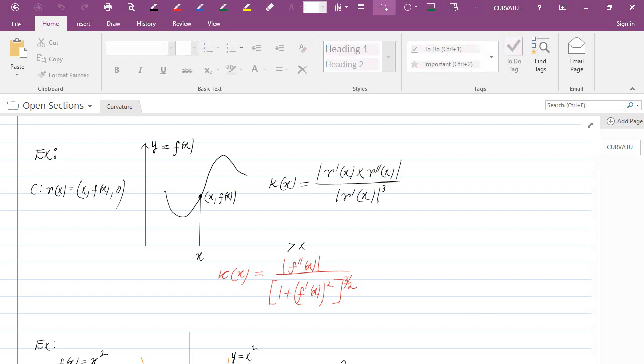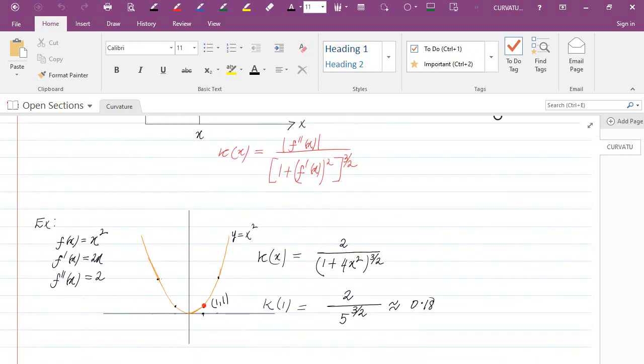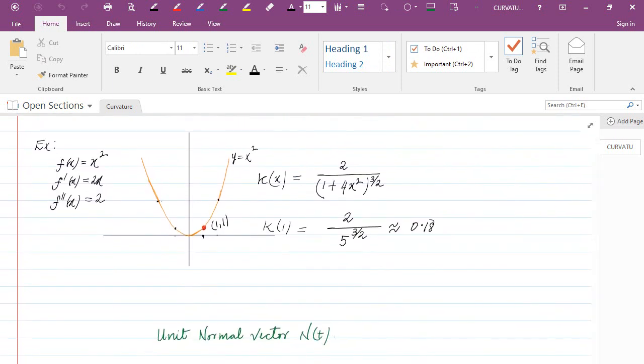So here's an example where we're going to apply this formula. Let's say I have the function f of x equal to x squared, and this is the graph of that function, and I want to find the curvature of this parabola at the point 1, 1. The derivative of that is 2x and the second derivative is 2.